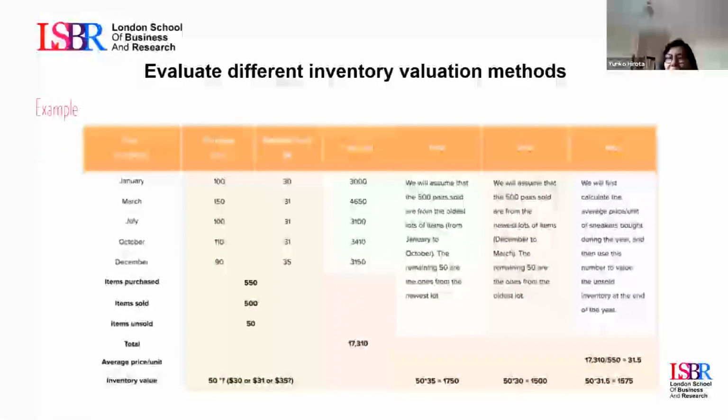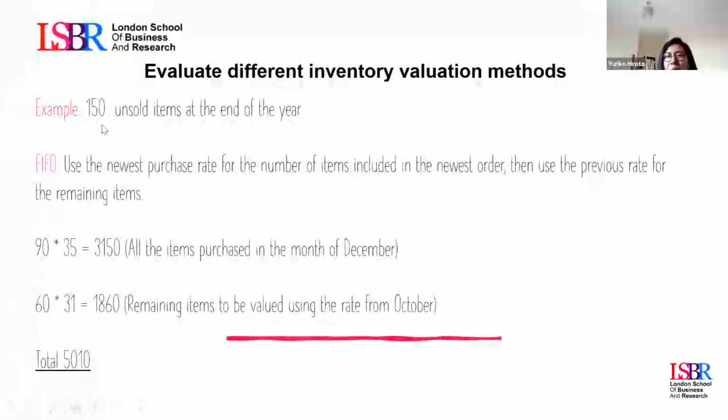So, what happens? For example, here we have 50 items that we couldn't sell. And it's easy, no? Because here, for example, we have 50 and the number of pairs of shoes we have is 90. So it's easy to take 35, or here we have 100, and it is easy to take 50 from this 100. But what happens if instead of having 50 pairs of shoes, we have 150?